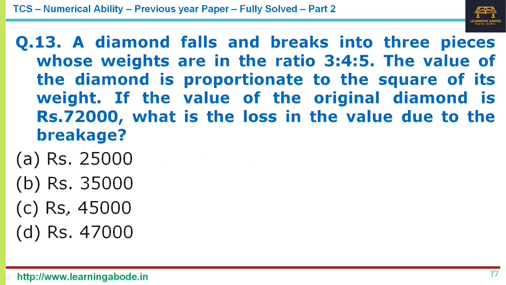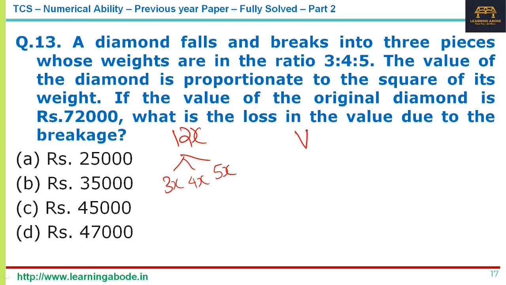Now we come to the last question. There's a very popular question. So this question says the value of a diamond is directly proportional to the square of its weight, and the diamond breaks and falls into 3 pieces in the ratio 3:4:5. Okay, so for example, if the initial weight is 12x, now it is broken into 3 pieces of 3x, 4x and 5x. Okay, and the original value is 72,000.